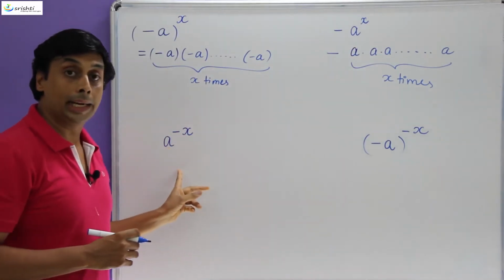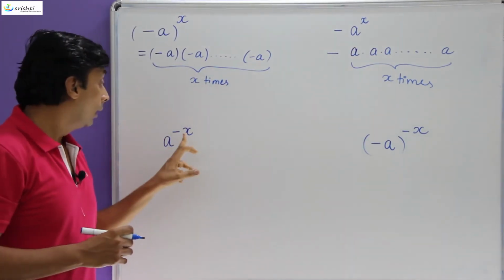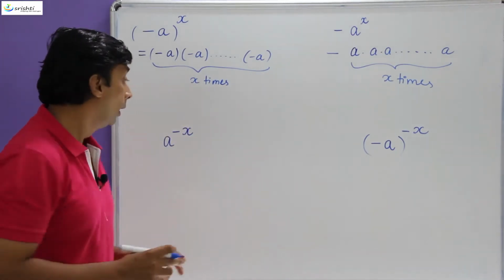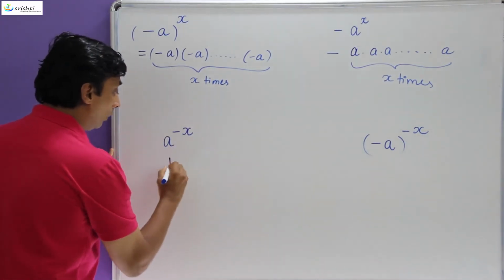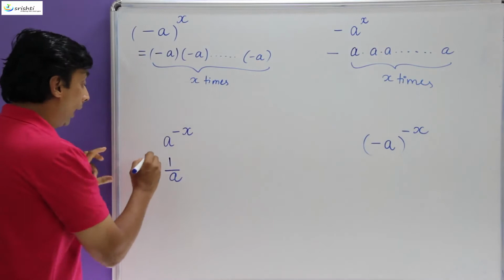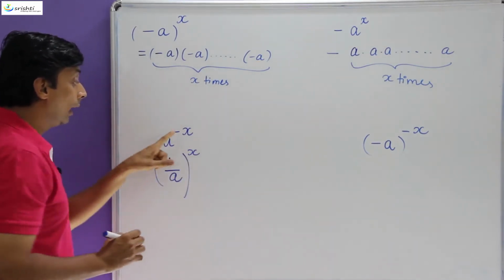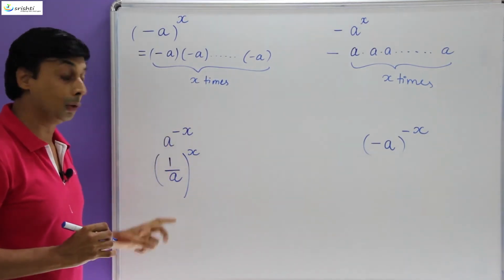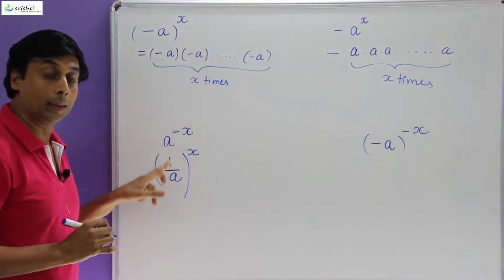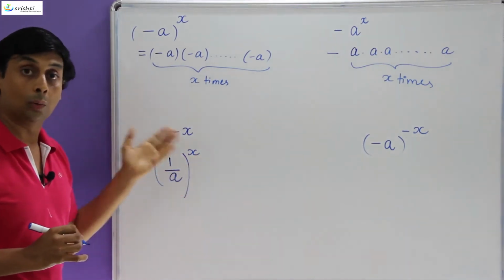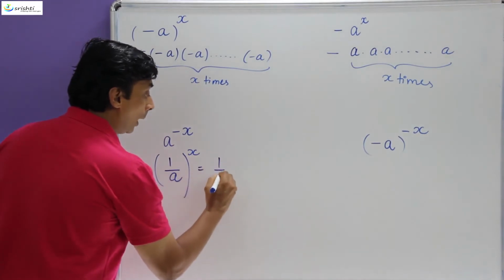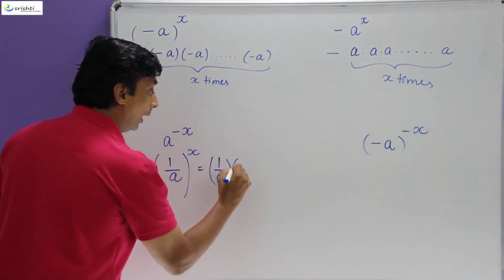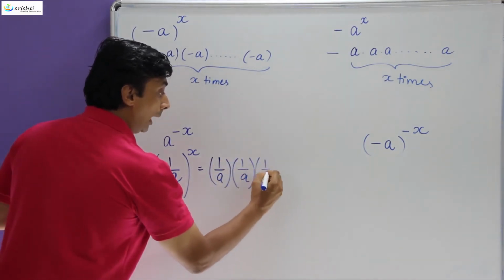Now if I look at the third case, which is a raised to minus x, there is a negative power. So what do we do with negative powers? We find the reciprocal of the base. So the reciprocal of a is going to be 1 by a and that whole raised to x. So once you take the reciprocal, the negative part of the power vanishes, and therefore a raised to minus x is going to be, you take the reciprocal of a, which is 1 by a, that whole raised to x. So what this means is, it would mean 1 by a is your base and x is your exponent or power, and therefore this becomes 1 by a into 1 by a into 1 by a.